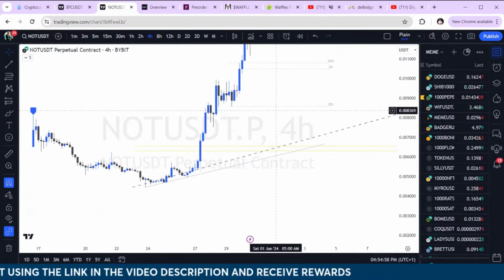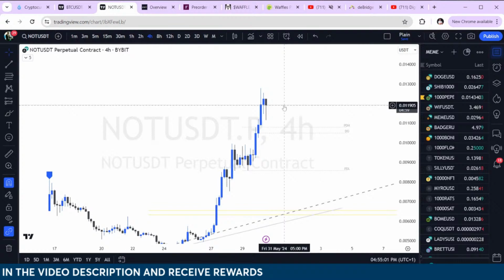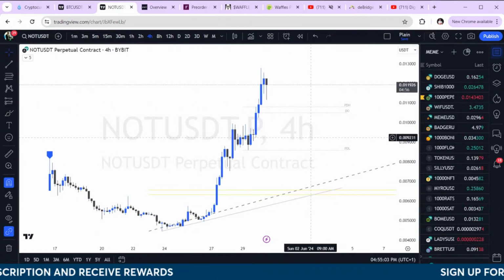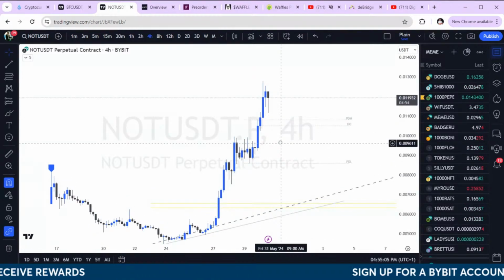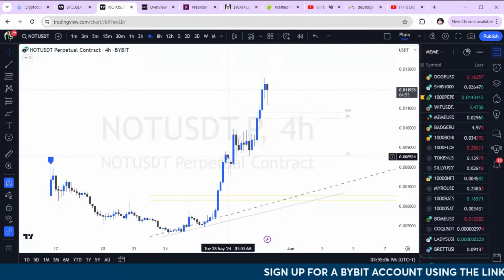You want to buy? Please don't buy right here. Maybe we'll wait for a pullback and then we'll start buying. That's exactly what we'll be doing. Wait for a pullback and we'll start buying.